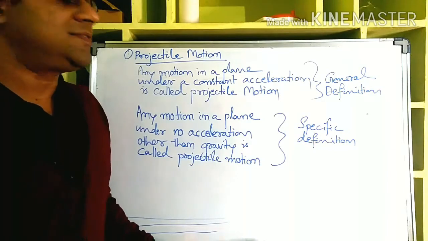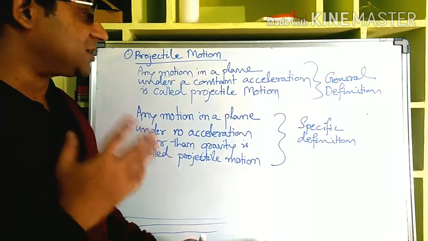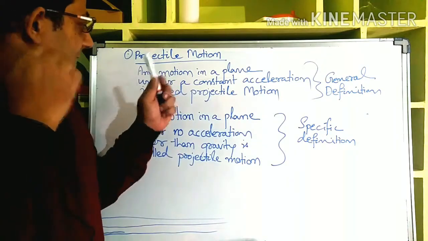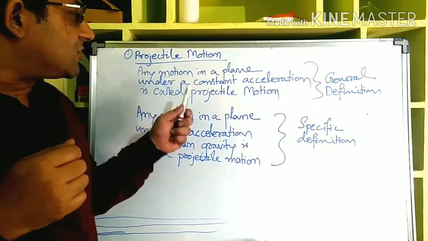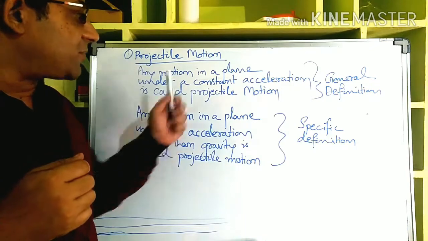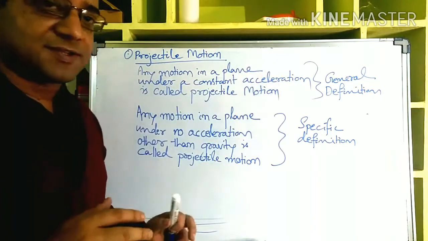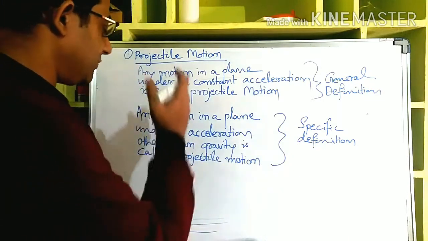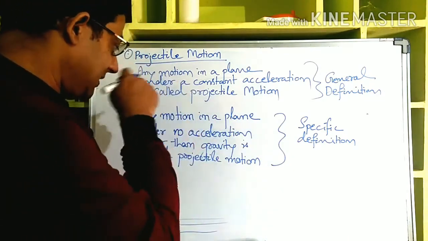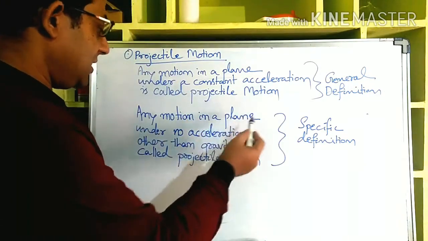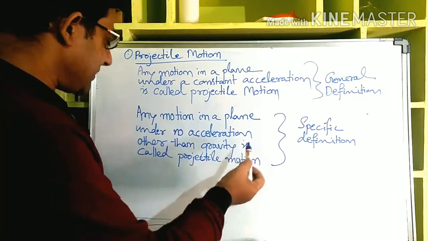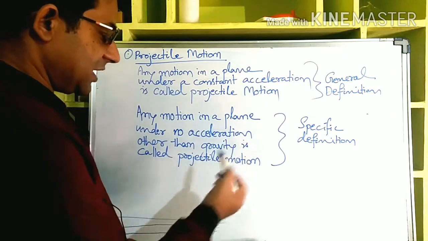Students, today's topic of our discussion is projectile motion. Now, any motion in a plane under a constant acceleration is called projectile motion. This is the general definition. The definition specific to your chapter, what we are studying, is: any motion in a plane under no acceleration other than gravity is called projectile motion.